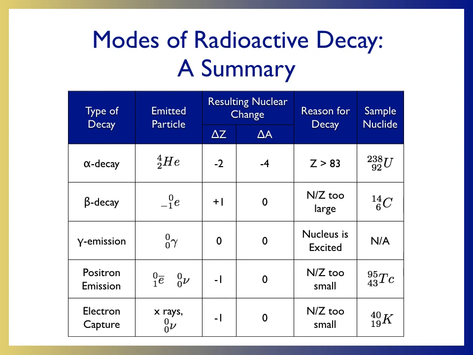Electron capture also takes place when the N to Z ratio is small. When electron capture occurs, X-rays are given off, as well as neutrinos. The atomic number goes down by 1. Note that you do not need to be able to predict whether or not electron capture occurs, but you do need to be familiar with the nuclear equation for electron capture. An example of a nucleus that undergoes electron capture is the potassium-40 nucleus.